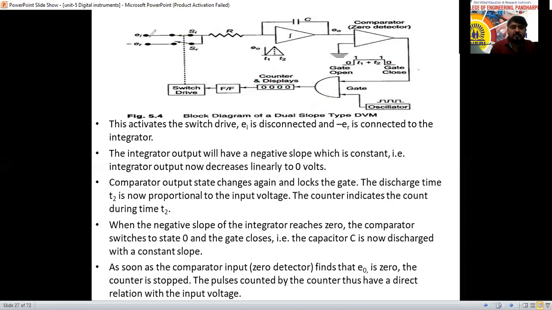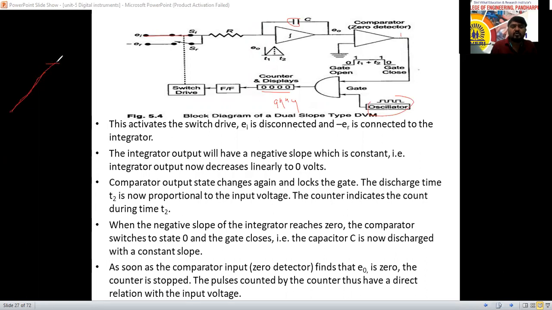During this input EI, the capacitor will start to charge. On that condition, the gate will be 1, it opens. So this count will go up to 9999, because of the clock oscillations we have given. During the time T1, it is going to increase.